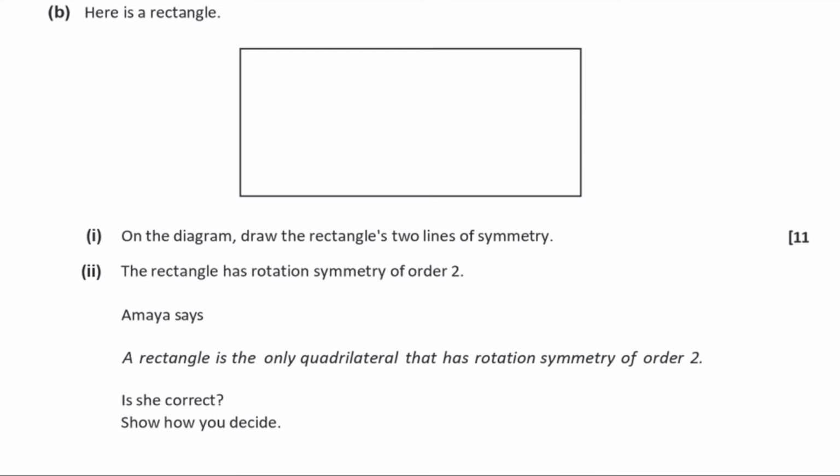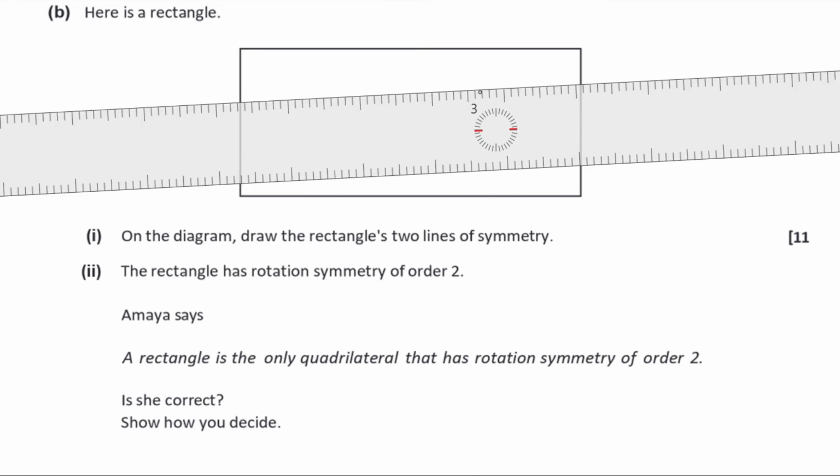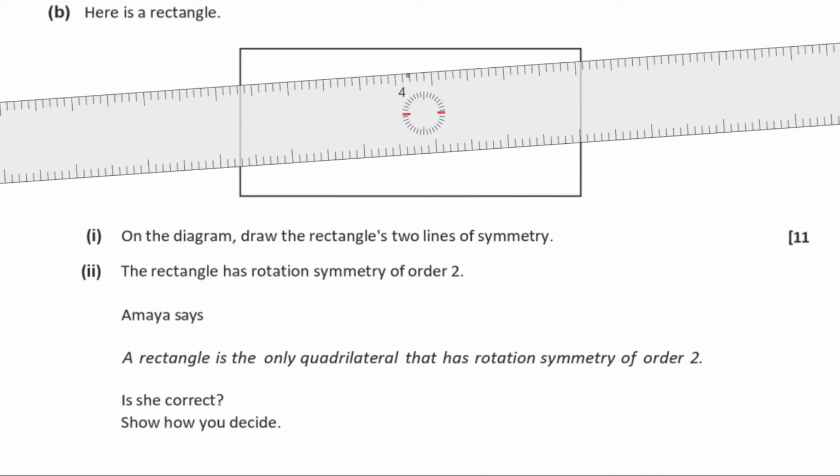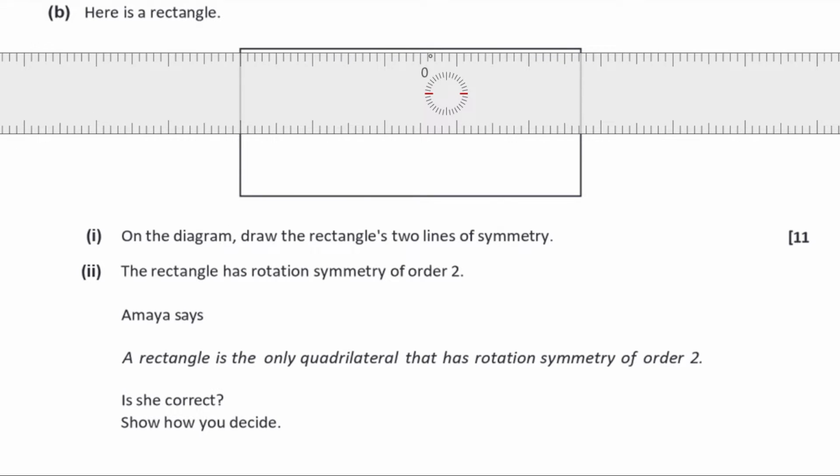Part B says, here's a rectangle. On the diagram, draw the rectangle's 2 lines of symmetry. Okay, so let's get the old ruler out. So it's going to be like halfway, isn't it? I might measure it so I can get things in the right place. So on mine I've got 1, 2, 3, 4. This is going to be a slightly different scale to yours, isn't it? That's 4.7, so half of that is going to be 2.3 and a bit.